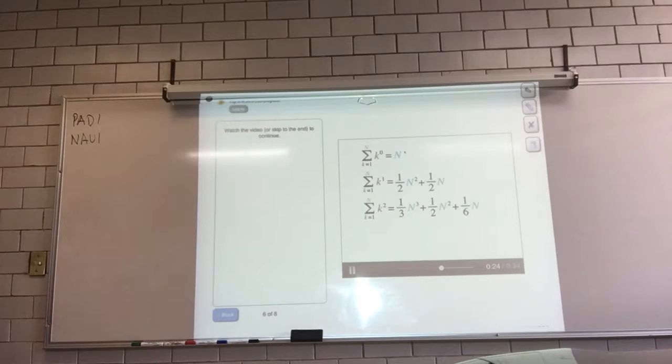Okay. At this point, you might notice a pattern in these formulas on the right. Try using the pattern to guess which of the following is the formula for the sum of the first n cubed.